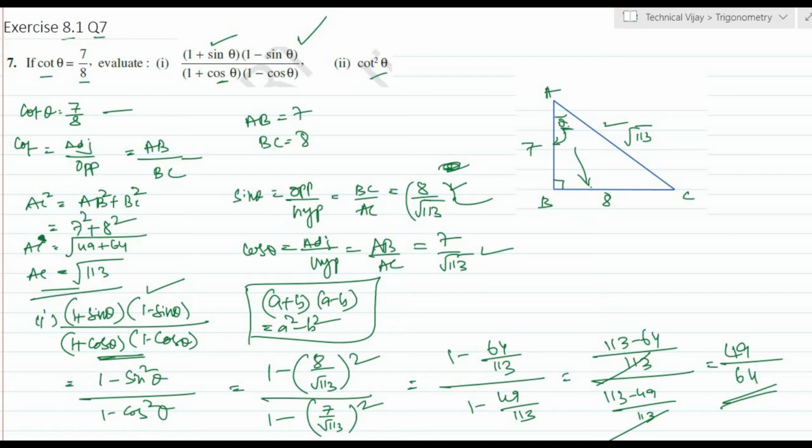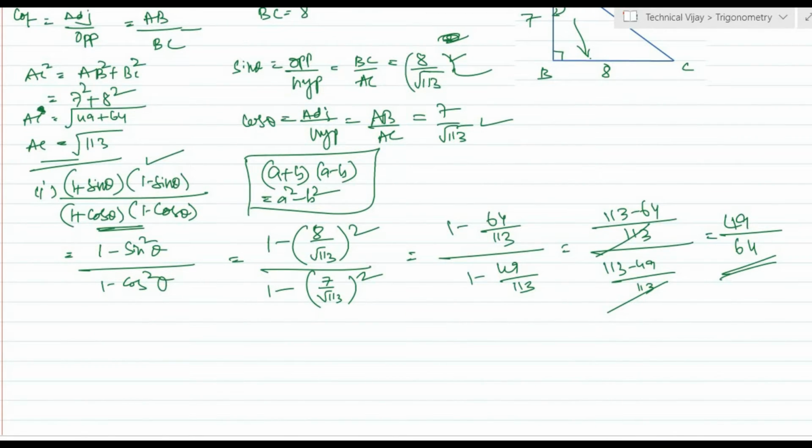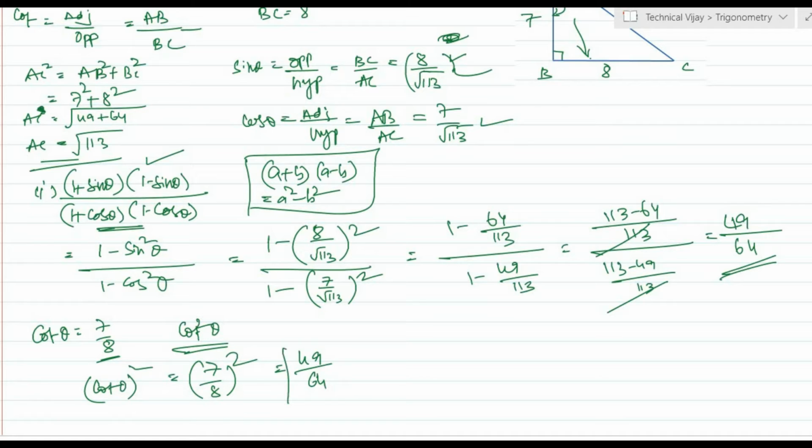So the second portion we will take. Here the second portion is cot square theta. Cot theta he has given already. Okay. Cot theta is equal to 7 divided by 8, he has given. So he is asking cot square theta, just the square of this one. Okay. Cot square theta is equal to 7 divided by 8 square. This is 49 divided by 64. Okay. This is also the same. Both values are the same. We will go for the next one.